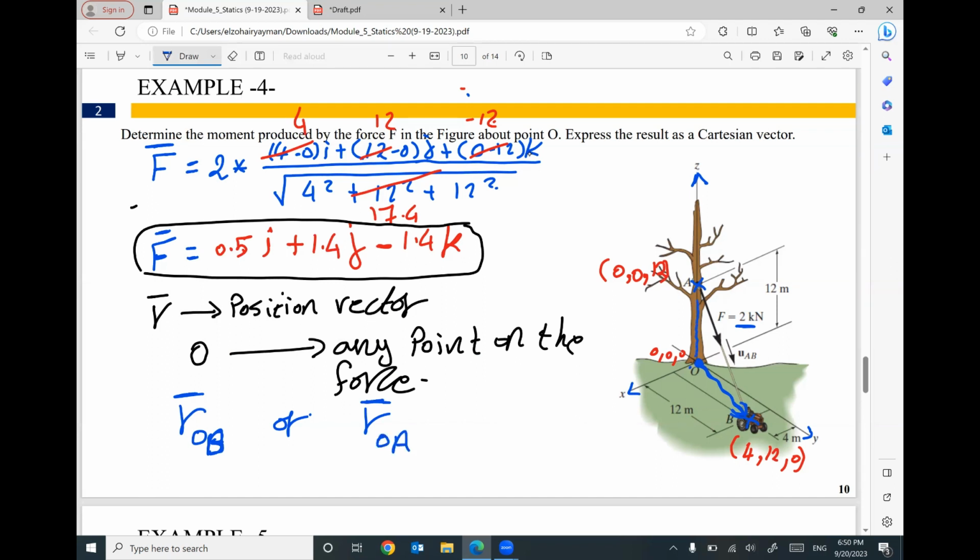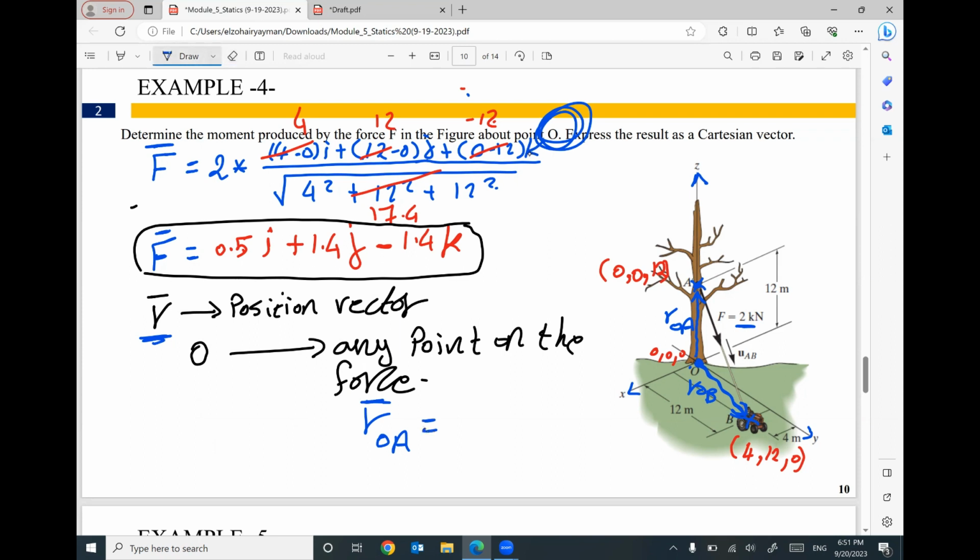This position vector, that's right. Correct also, OA or OB. Both of them work, because point A is already on the line of the force, and point B is already on the line of the force. So the position vector between the point O that you are looking to get the moment about and any point on the force, it's up to you. So let's select R OA.